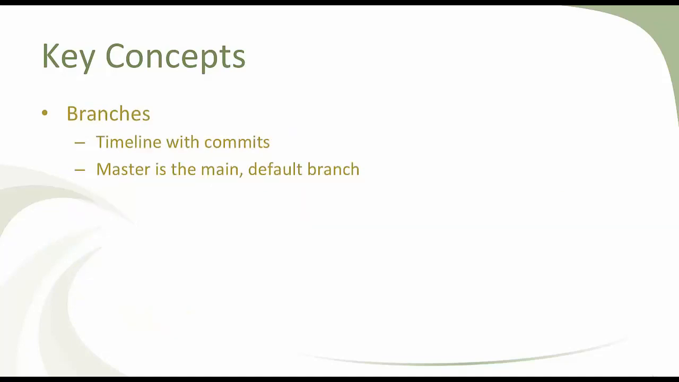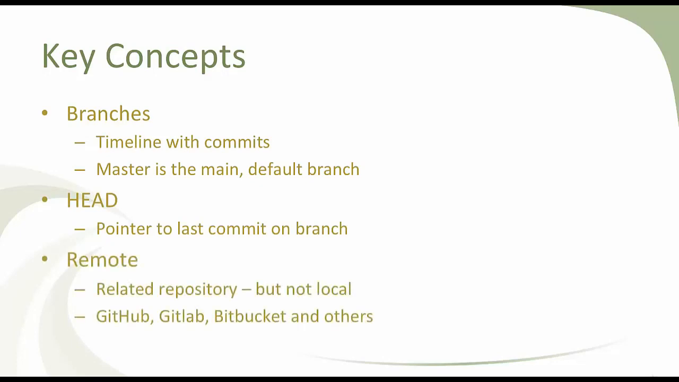Branches can be thought of as a timeline with commits. By default, the master branch is our main primary branch that we work with. In this course, we will be doing all of our work on our master branch. Head is a pointer to the last commit on the current branch. Remote is simply a reference or a pointer to a related repository somewhere that's not local. That could be within our own network, within our enterprise, or somewhere out on the internet. Some examples of places that might be hosting remote repositories would include GitHub, GitLab, Bitbucket, and others.